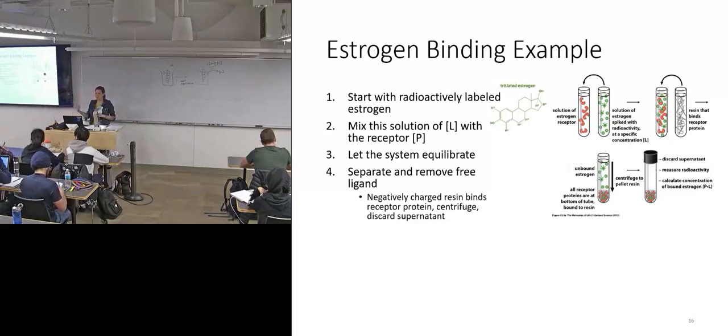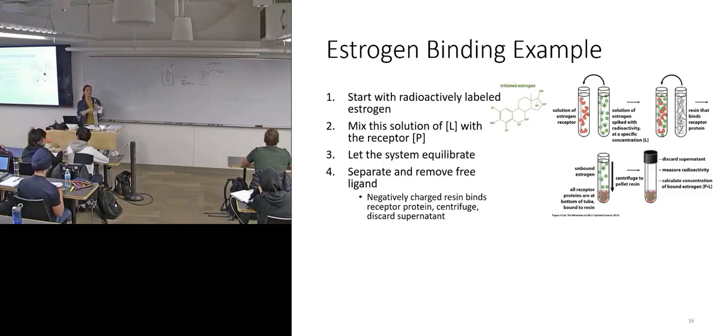Now, why does a negatively charged resin work in this case as my separation technique? What did I just say that the receptor wants to bind to? Eliana. The receptor can be positively charged. It may have positive charge on it that helps it have this interaction, but what did it want to bind to once estrogen was bound to it naturally? What was the normal cascade of events? It bound to DNA, and DNA is negatively charged.